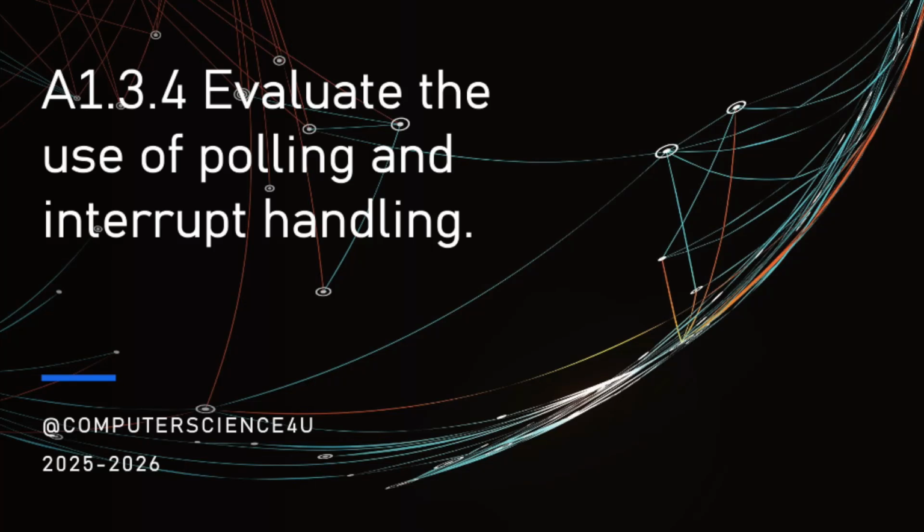Welcome back. In this lesson, we're going to be looking at syllabus point A1.3.4: Evaluate the use of polling and interrupt handling. Now, in the previous lesson, we looked at scheduling algorithms. There are processes which can be high priority or low priority. What would happen if there was a queue of low priority processes and a high priority process occurred? How would the operating system know about it? This is where polling and interrupt handling come into play.